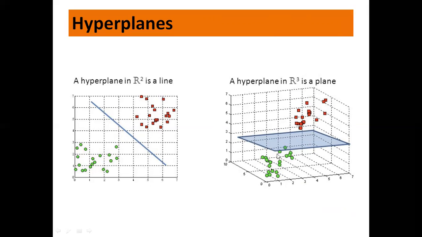If the number of input features is 3, then the hyperplane becomes a two-dimensional plane. You can see this. The hyperplane becomes a two-dimensional plane, and it becomes difficult to imagine when the number of features exceeds 3. This is a hyperplane for 3 features.